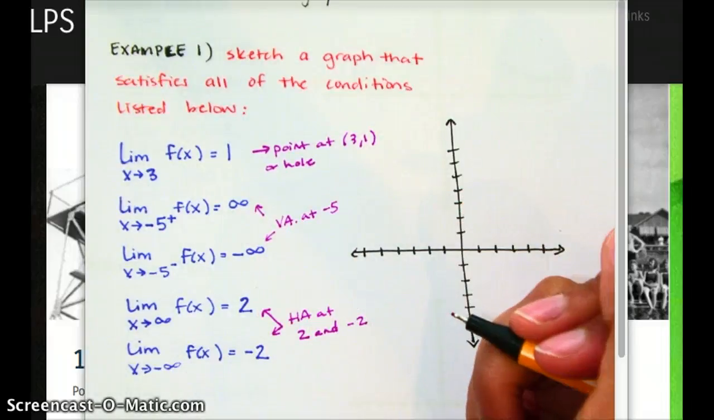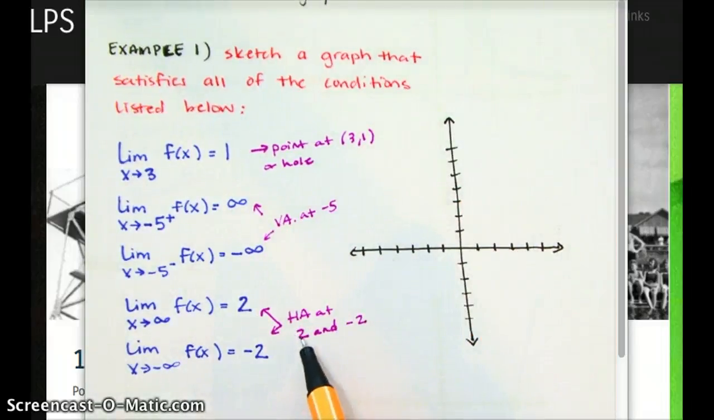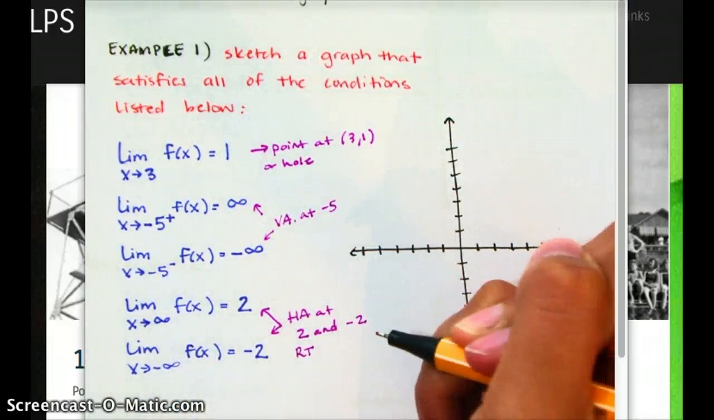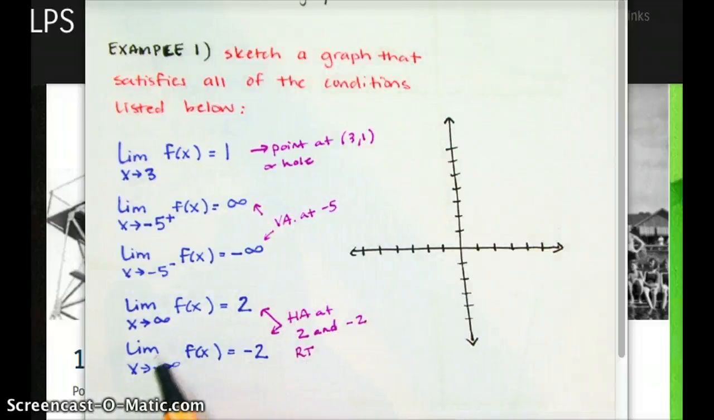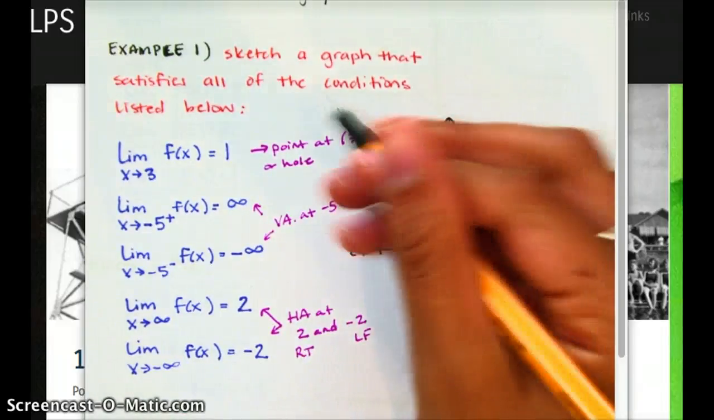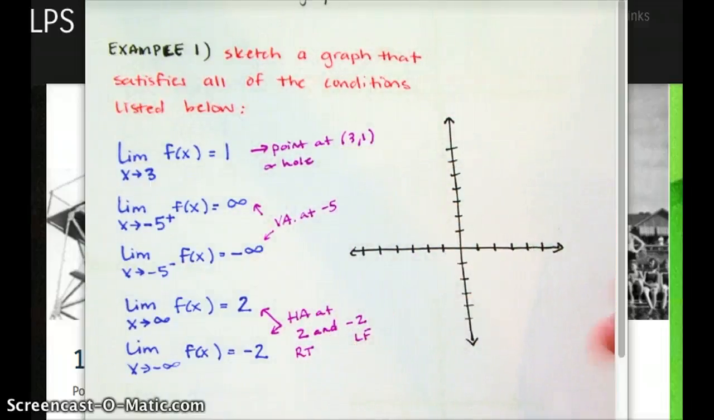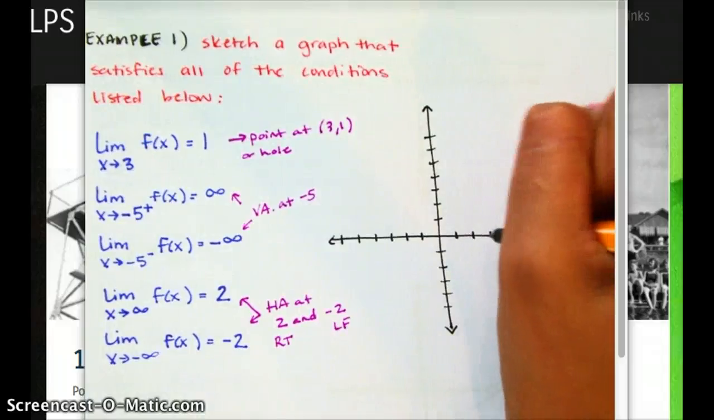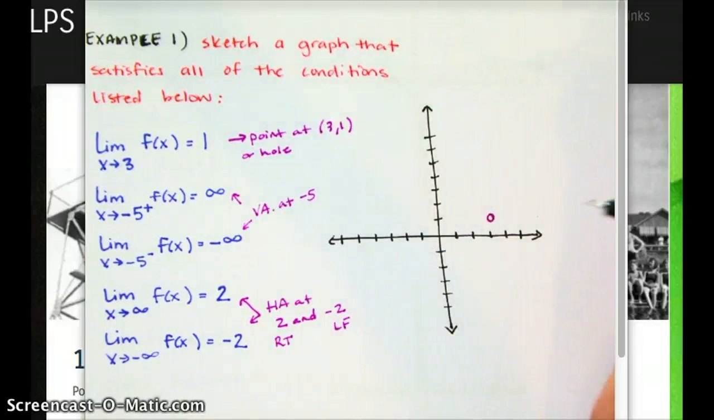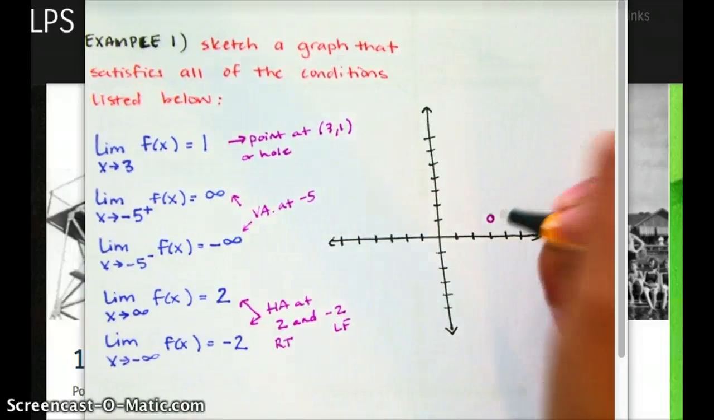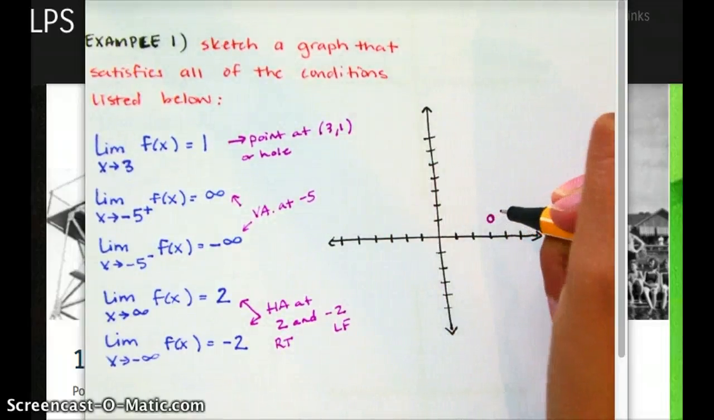So let's be more specific. The horizontal asymptote that goes to 2 is at positive infinity, in other words, on the right. And the negative 2 is when x goes to negative infinity, so that's on the left of the graph. Let's try and turn these notes into a graph. So the point at 3, 1 is pretty easy, and I'll start there. Here's 3, 1, and I'm just going to put a little circle right there. I don't know if it's open or closed. It actually doesn't matter. But I know that when I draw the curve, it's going to go through that point.